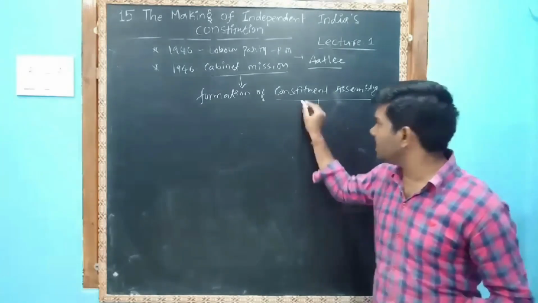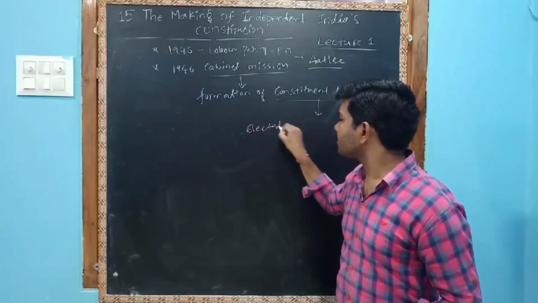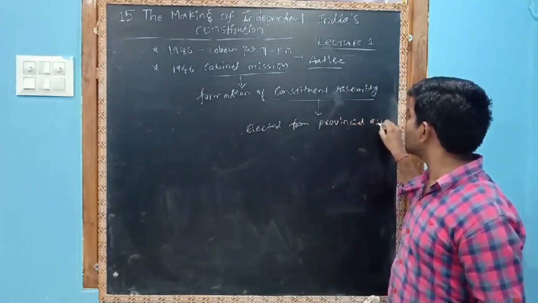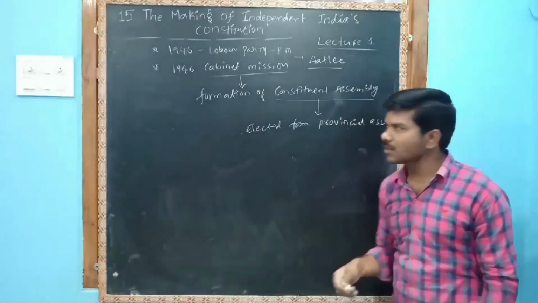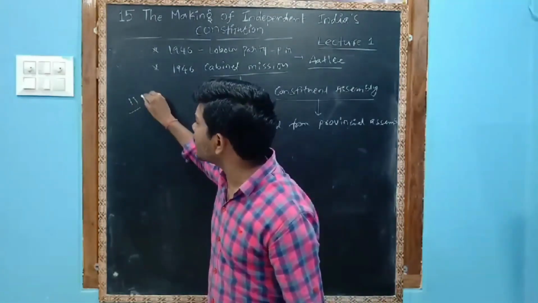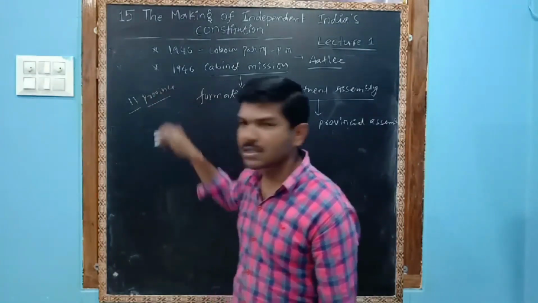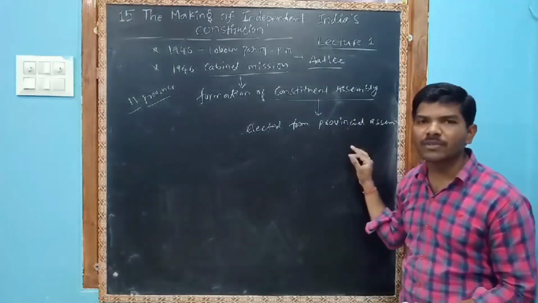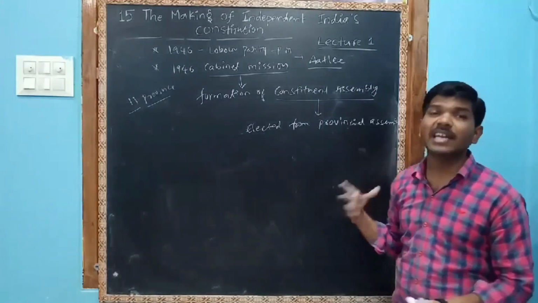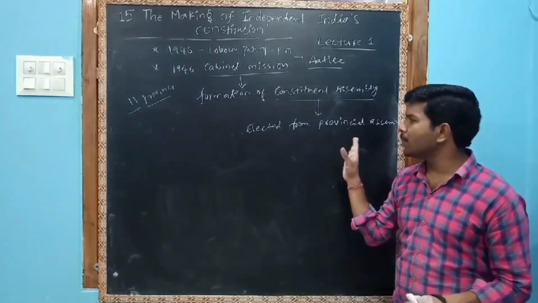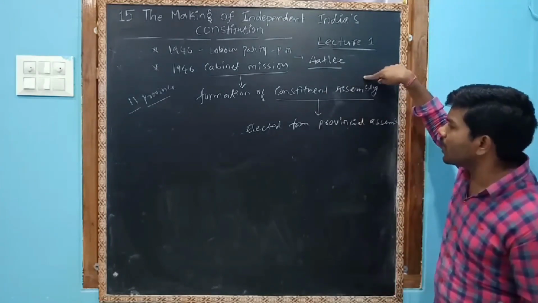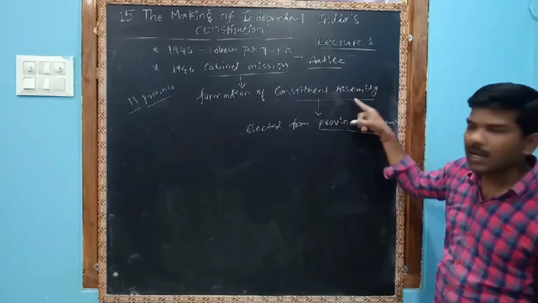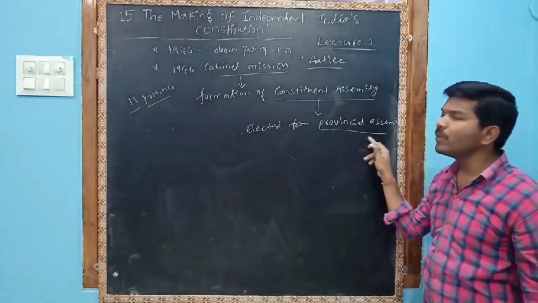These Constituent Assembly members were elected from the provincial assemblies, from each and every province. You know that at the time Britain had 11 provinces in India. So from these 11 provinces, some percent of the people were elected. I repeat, Constituent Assembly members were elected from the provincial assemblies.